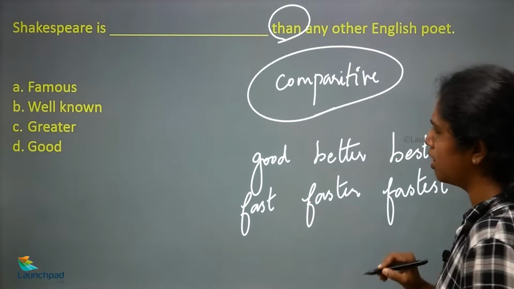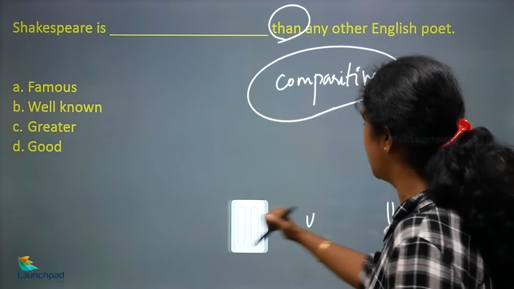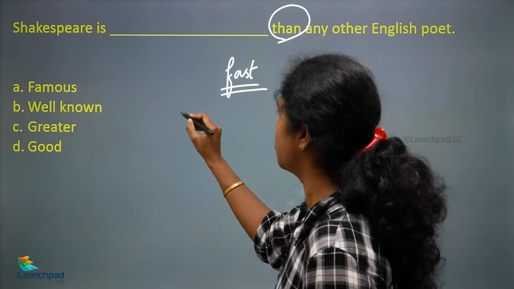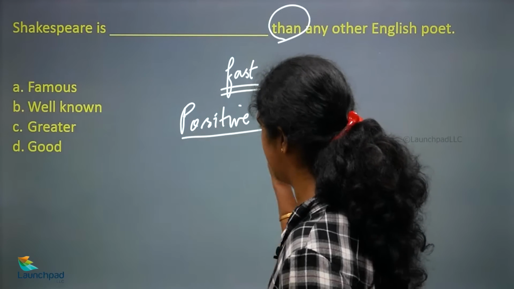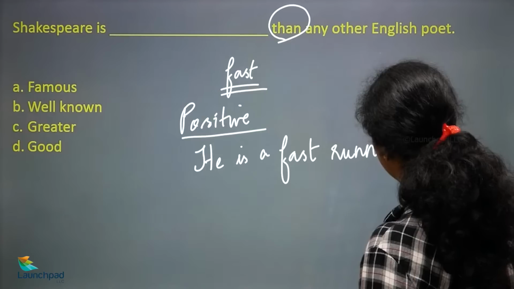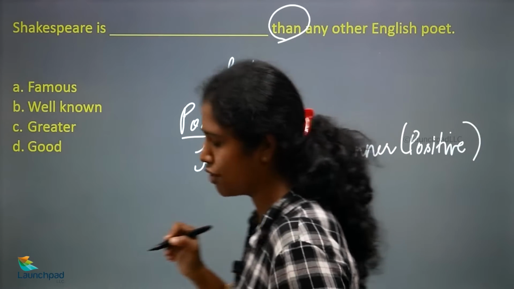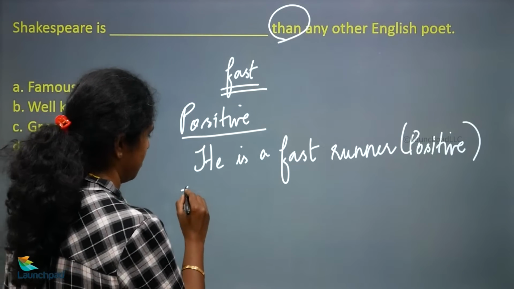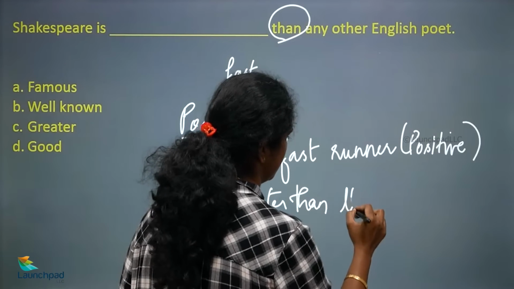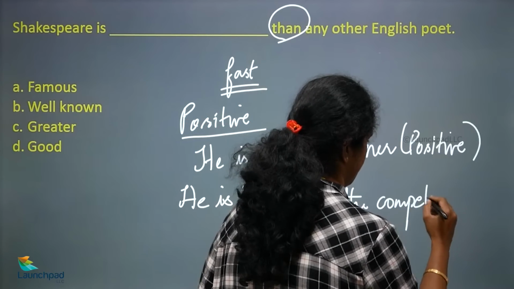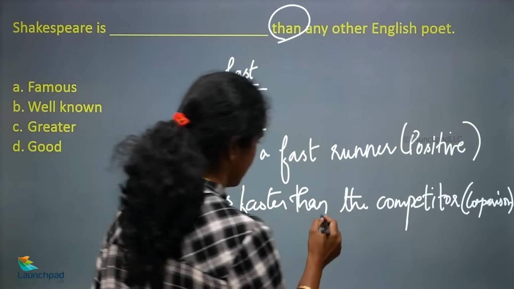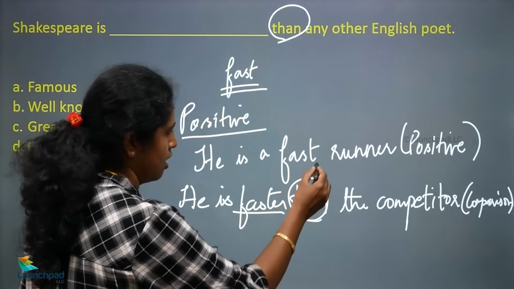Let's see how sentences change with respect to degrees of comparison, with the word fast. When it is positive: he is a fast runner. This is the positive degree of comparison. Next: he is faster than the competitor. Can you see this? This is comparison. With "than", he's being compared with another person. So fast becomes faster.